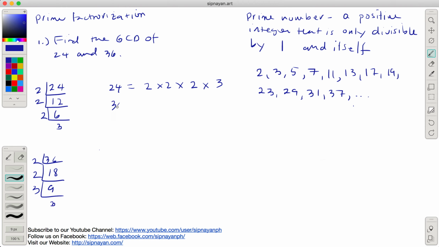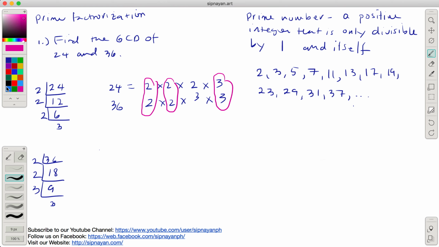So 36 is 2 times 2 times 3 times 3. So, ano yung greatest common divisor pag nakuha na natin? Siyempre, kunin natin yung common. Common yung 2. Common yung 2. Tsaka common yung isang 3. Ito, hindi naman sila common kasi 2 yung isa, 3 yung isa.